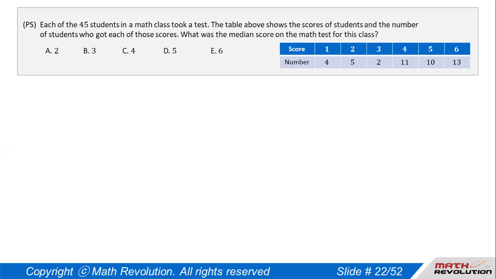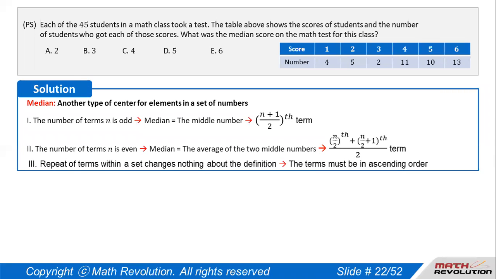The table above shows the scores of students and the number of students who got each of these scores. So there are 4 students who have got a score of 1. Similarly, we have 5 students for 2. There are 10 students who have got a score of 5. There are 13 students who have got a score of 6. What was the median score on the math test?